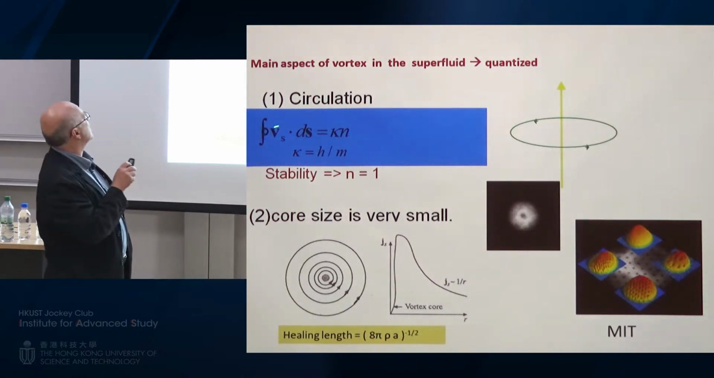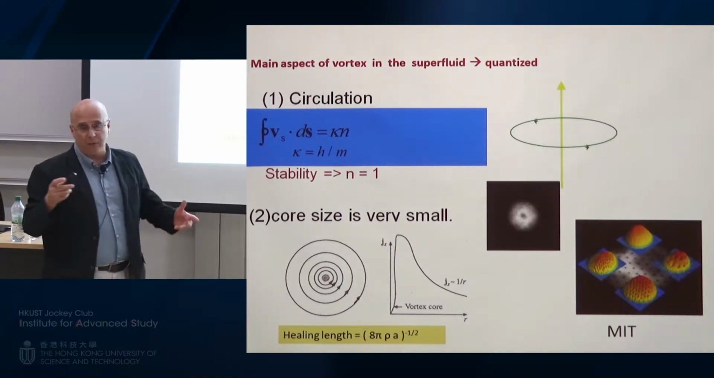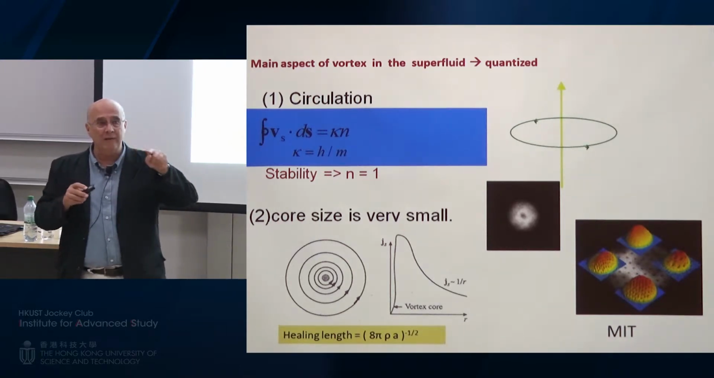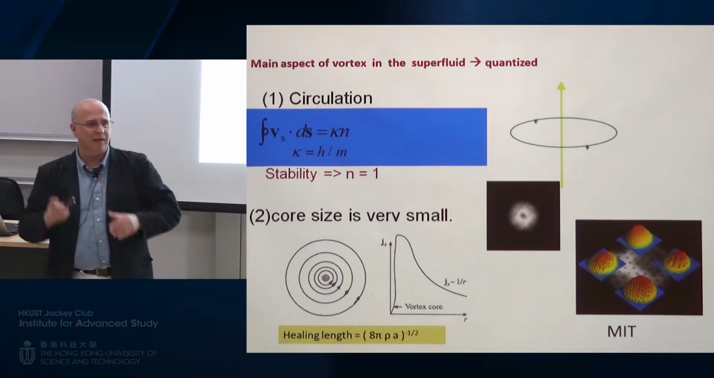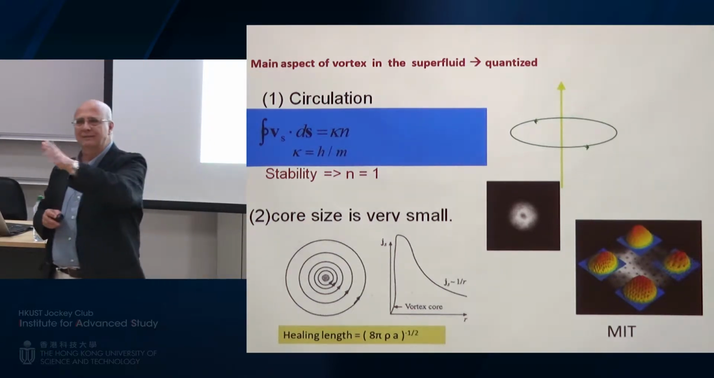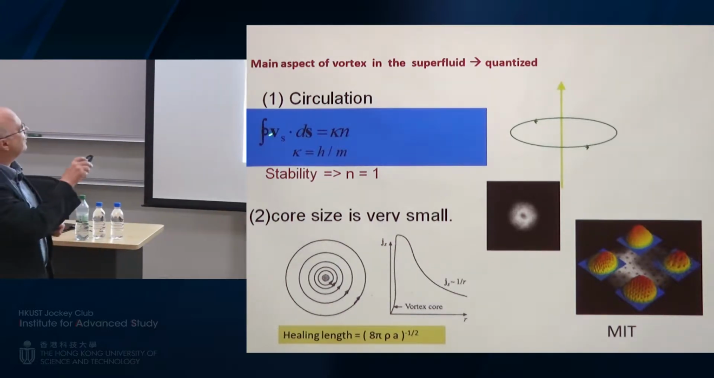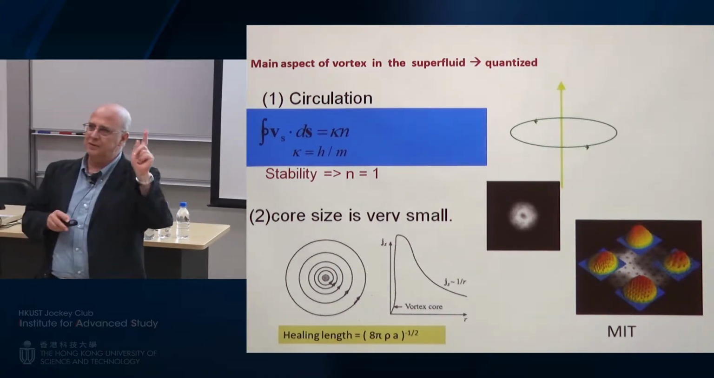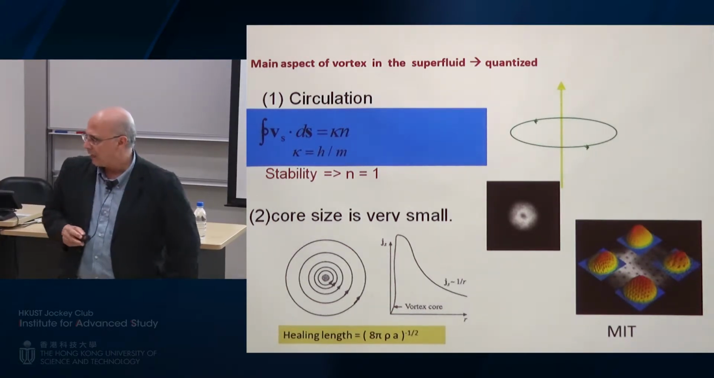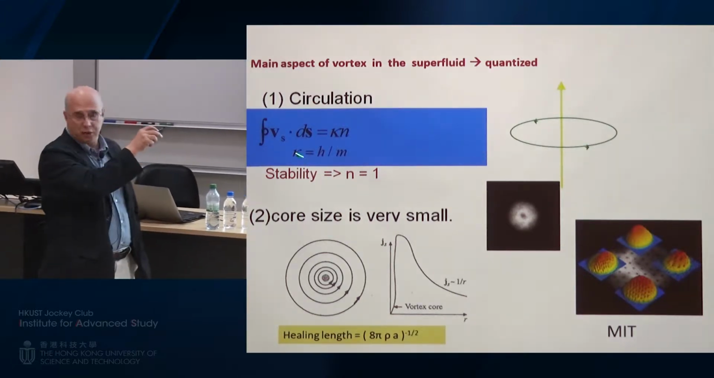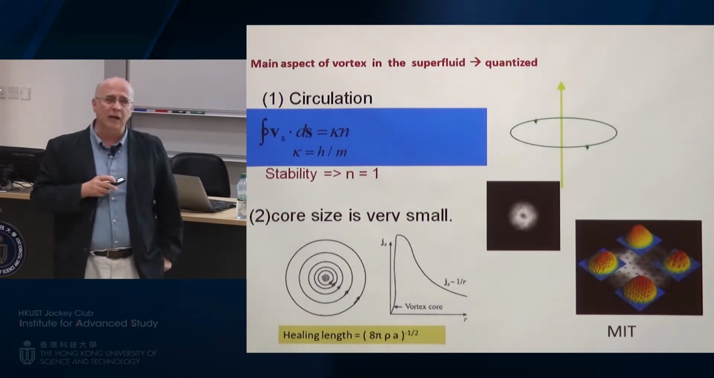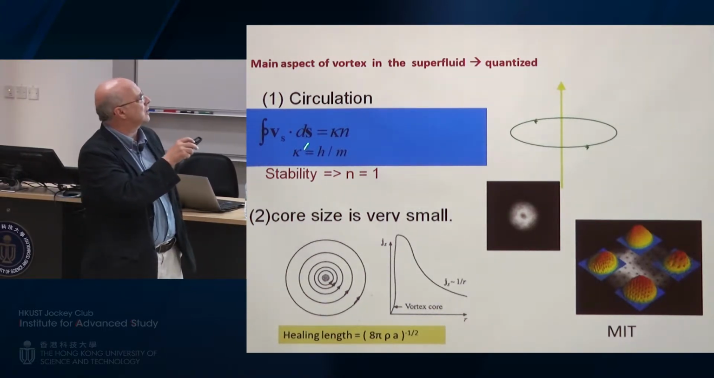This is the only equation I'm going to show you. Because of quantum mechanics, the velocity field has to have a special integration, like the Bohr quantization. Angular momentum has to be an integer number of h bar. The integral of the velocity around the rotation has to be an integer number of h bar divided by m. We call this the circulation of the velocity field, and so the vortices are quantized. You cannot have any number here; you have to have an integer number of this.